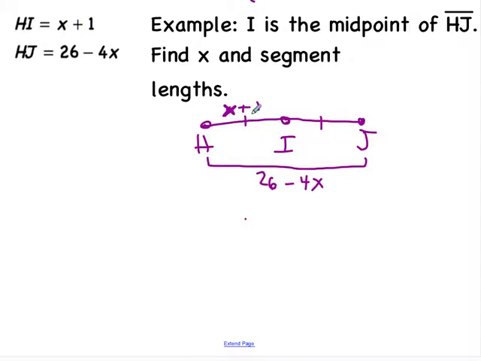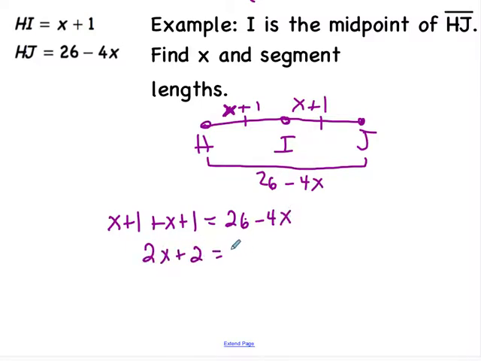But since this part is equal to this part, I know that this is also x plus 1. So once I have that, I can treat it like the first type, where I add the two pieces together and it's equal to the whole. So I have x plus 1 plus x plus 1 equals 26 minus 4x. So this is 2x plus 2, that's equal to 26 minus 4x. And now I have to solve.